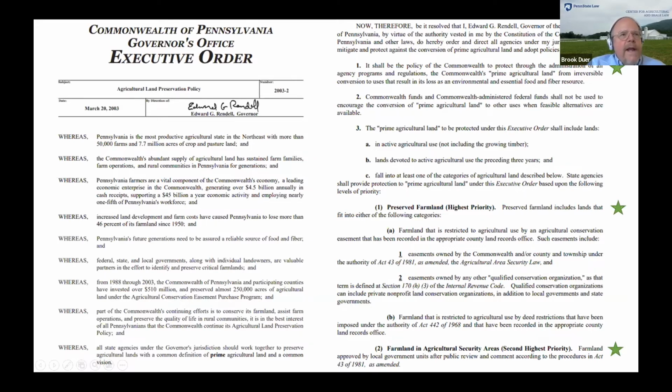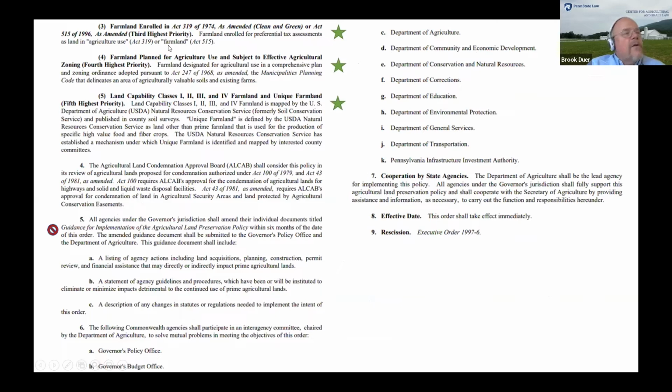Okay, next priority after preserved farms and agricultural security areas is farmland that's enrolled in Clean and Green, and then farmland that is in an ag zone. And then it starts to go into essentially the land capability classes as established by USDA's NRCS through the soil survey. That ranks the type of farmland in terms of what's the highest priority, what's the next priority, et cetera.